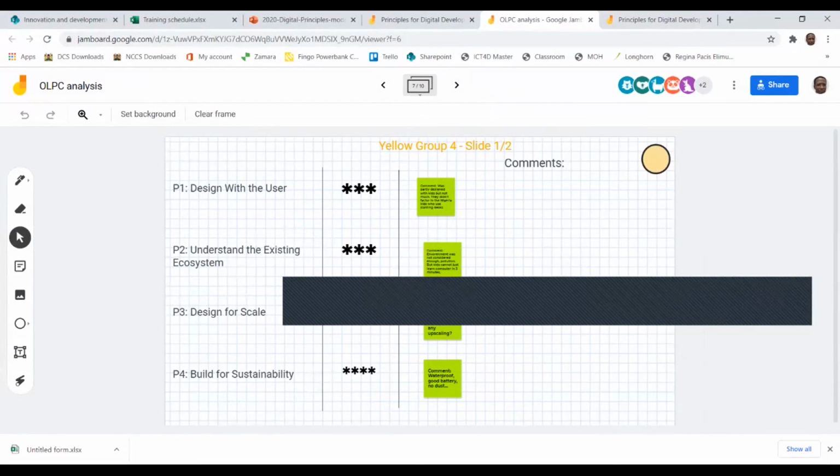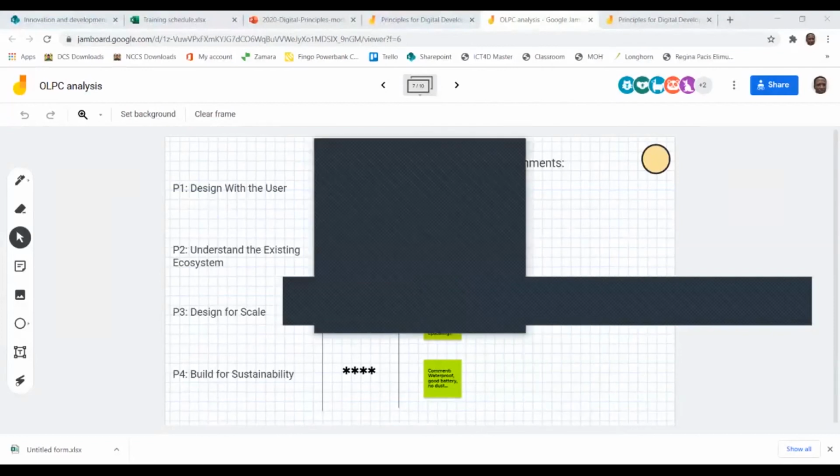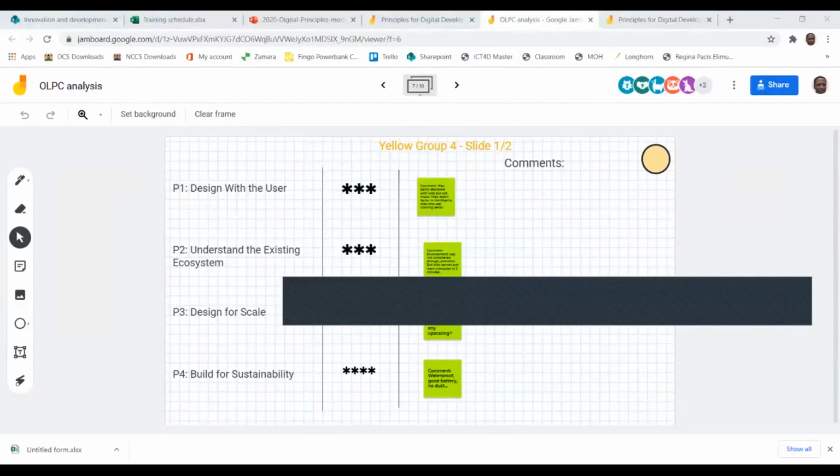Yeah, we gave it 3 stars because we felt that as much as they tried to design the product with the user in mind, they didn't really capture everything. For example, the Nigerian kids that are using desks which are slanted. So that's why we gave it 3.